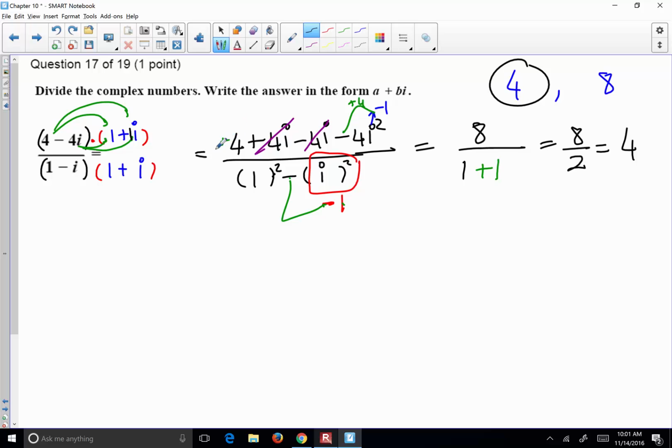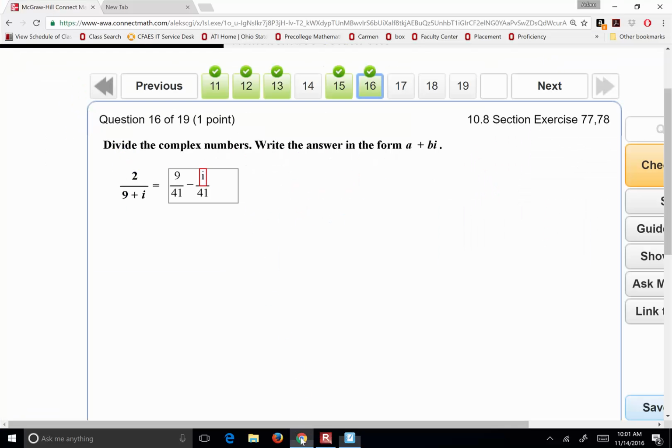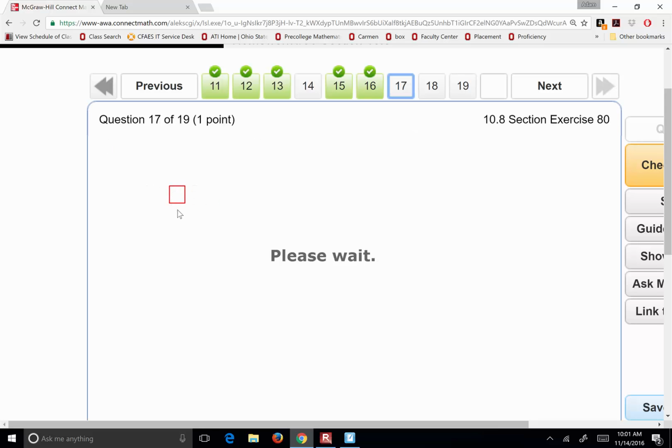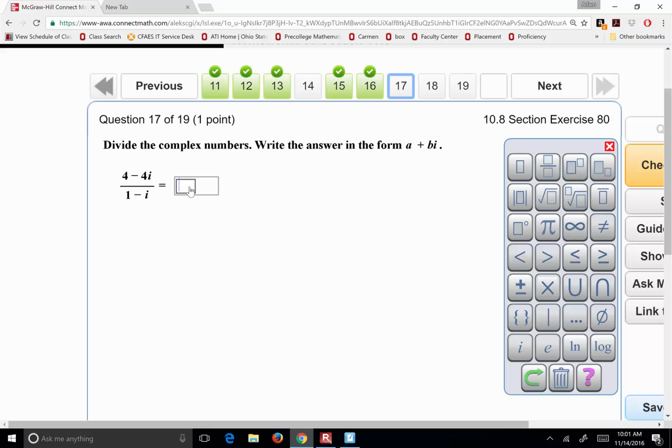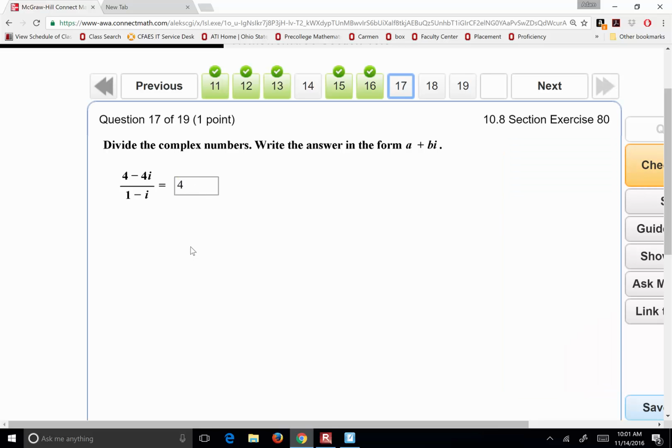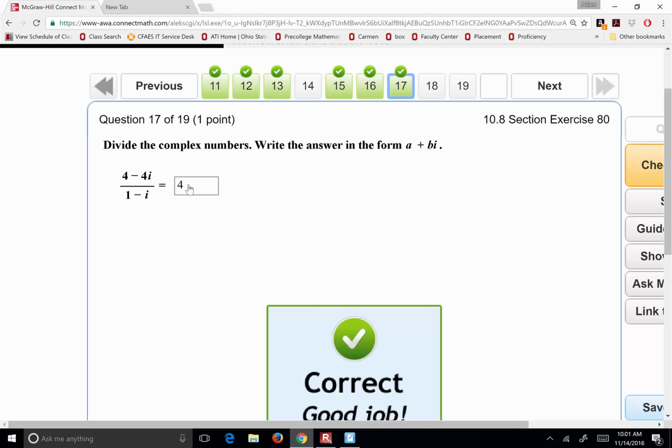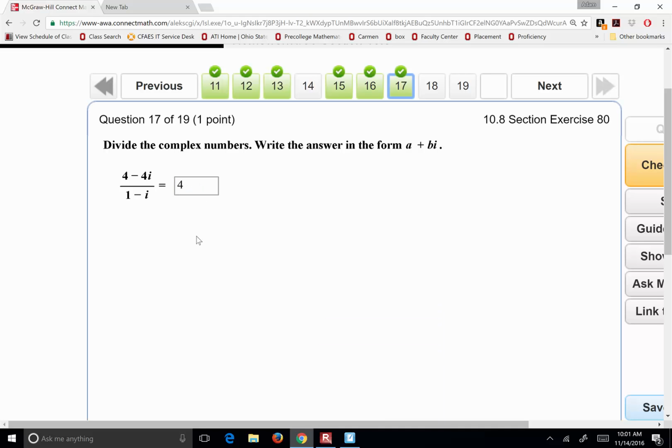Is there anything you can do about putting it in the a plus bi form? It is 0i. You don't have to include that when you put it in. Let's check. If it's 0i, you don't have to show it, but I will try anyways. It's just 4. Check. Yep, it liked it. You can try 0i, it will still like it. Okay, 4 plus 0i.